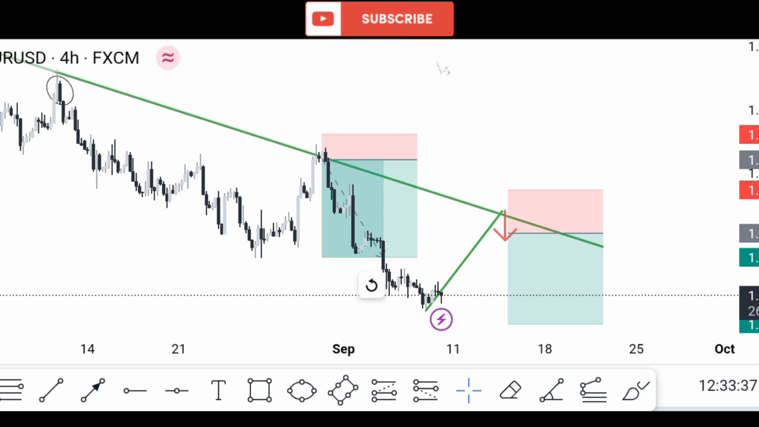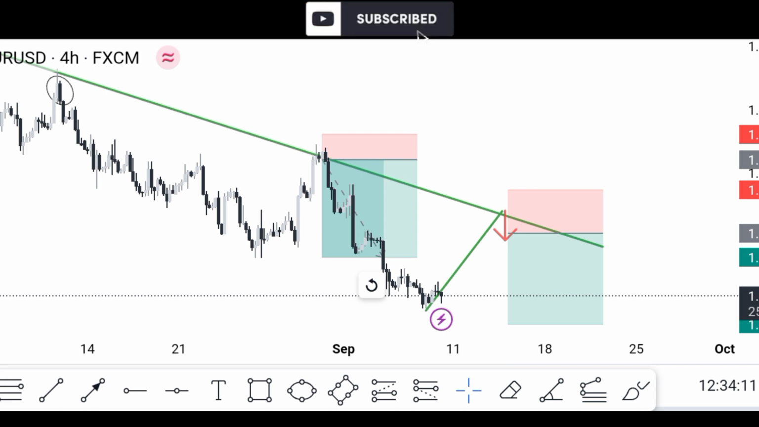You identify the market trend. After identifying the market trend, you draw your trend line. After drawing the trend line, you wait for price to come to the trend line. After price has come to the trend line, you look out for confirmation. Now in my own case, I use candlestick patterns. Yes, I look out for candlestick patterns, either bullish or bearish engulfing candle. Then after the bullish or bearish engulfing candle has formed, you just put your order.